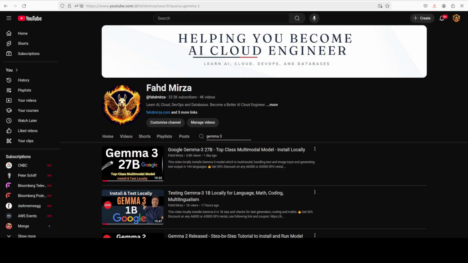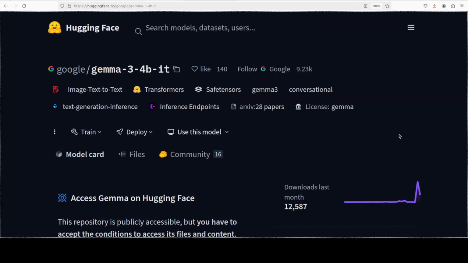We are continuing our coverage of Google's Gemma-3 model. We already have covered the 27 billion one and the 1 billion one on the channel. We have installed both of them locally and we have tested them out thoroughly. For the purpose of this video, we are going to locally install this 4 billion variant in this Gemma-3 family and then we are going to test it out on various benchmarks.